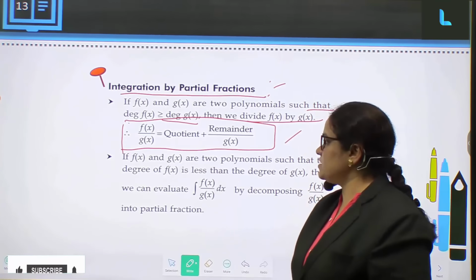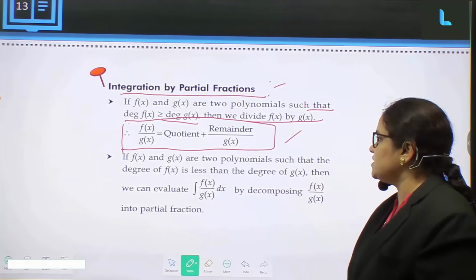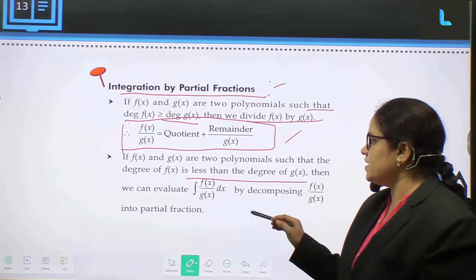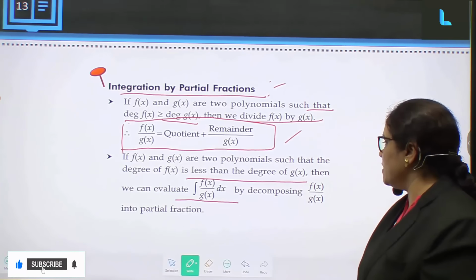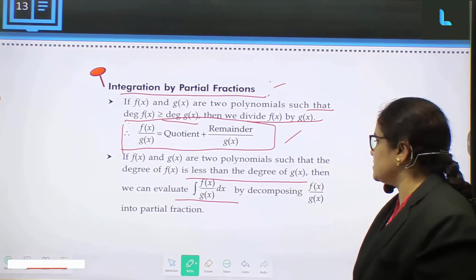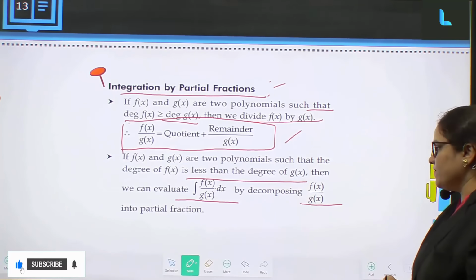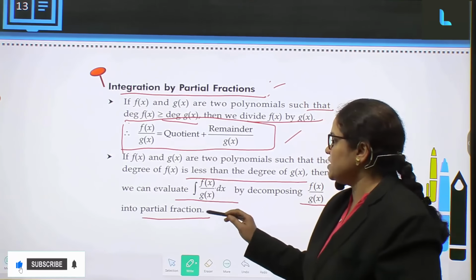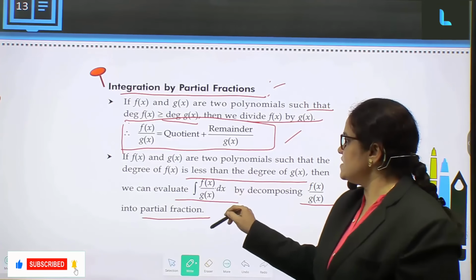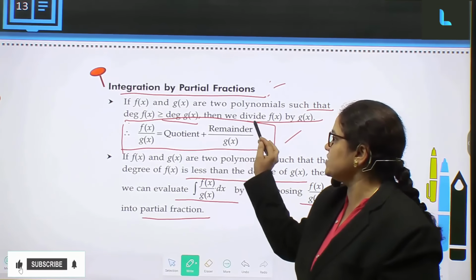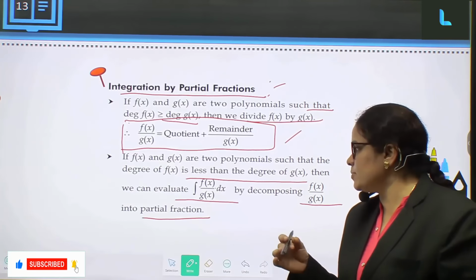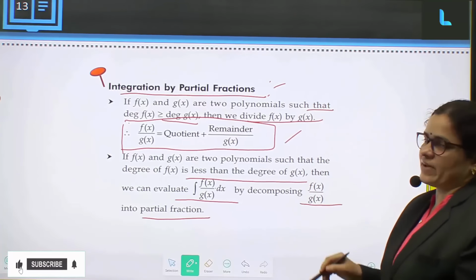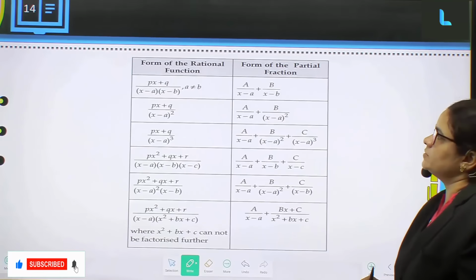If f of x and g of x are two polynomials such that the degree of f of x is less than the degree of g of x, then you can evaluate integral f of x by g of x dx by decomposing f of x by g of x into partial fractions. So this integral f of x by g of x dx, you can substitute in this form, quotient plus remainder by g of x. Then this method is called integration by partial fractions.